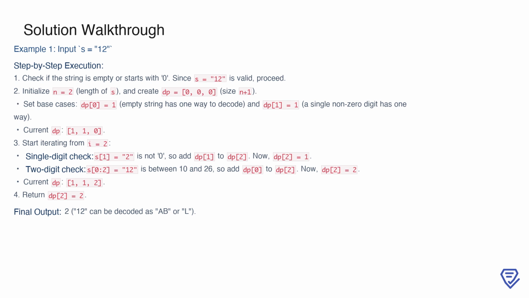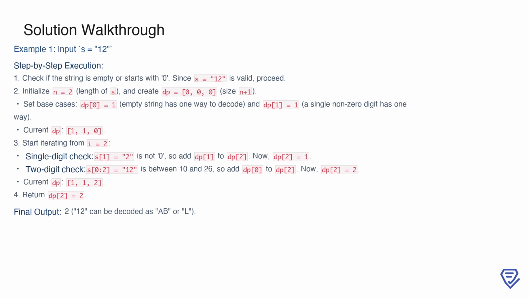To solve this problem, we start by checking if the string is either empty or begins with 0. Since the input string s equals "12" is valid, we proceed. The next step is to initialize some variables. Here, n is set to the length of the string, which is 2, and we create a dp array of size n+1, initialized as [0, 0, 0].